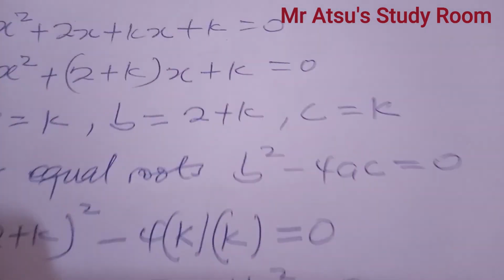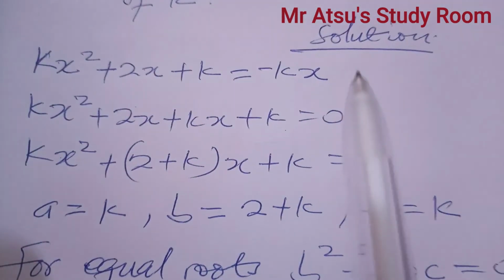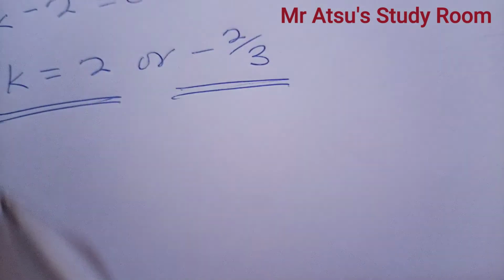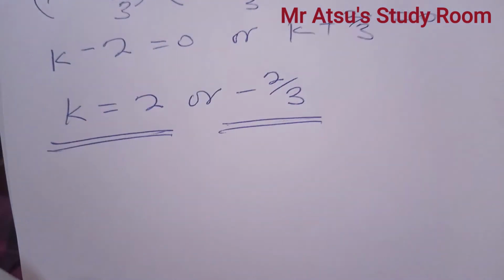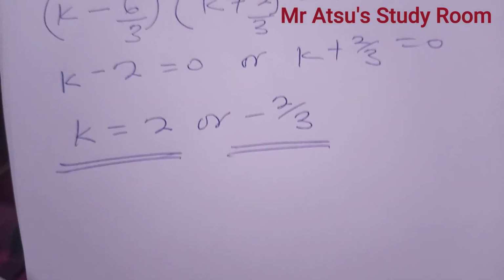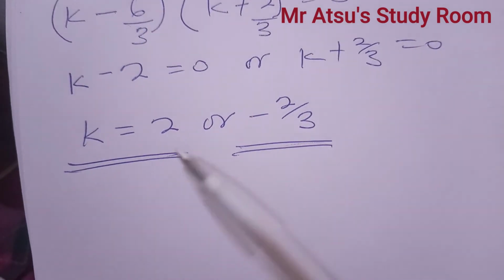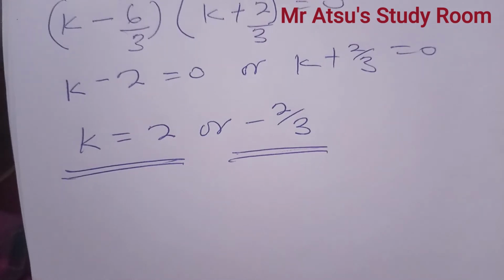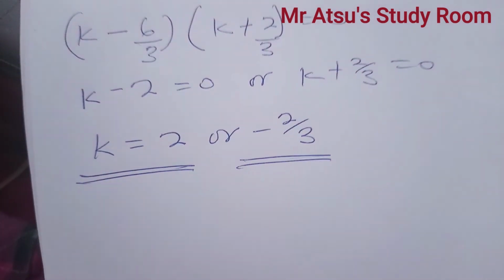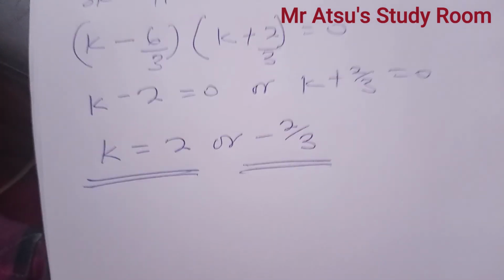This is what I mean. This equation here will have equal roots if k equals 2 or k equals negative 2 over 3. Then again, you can put these two in place of the k in the original question and solve to see whether you will not have repeated roots. That is how it works.